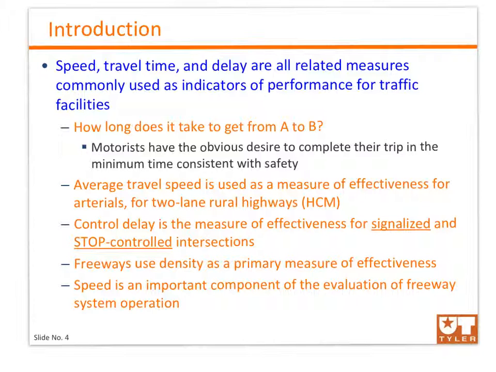Freeways also use density as a primary measure of effectiveness. So if I have lots of density on a freeway, that's not a good thing. If the density is lower, that's a good thing to have. And also speed. Speed is a very important component of the evaluation of freeway system operation. So if the speed is higher, as I said, then that's a good thing to know about a certain facility compared to a lower speed at a different facility.